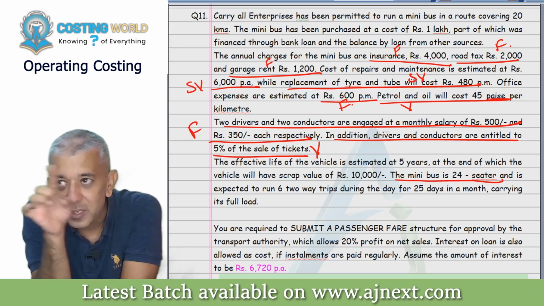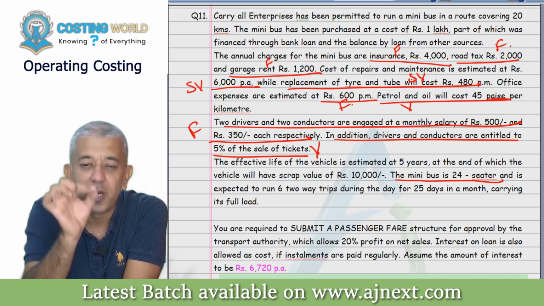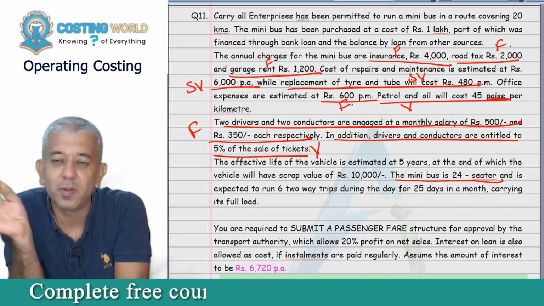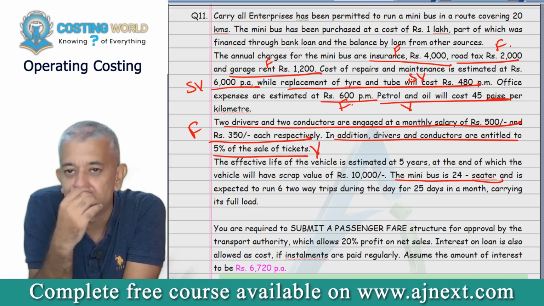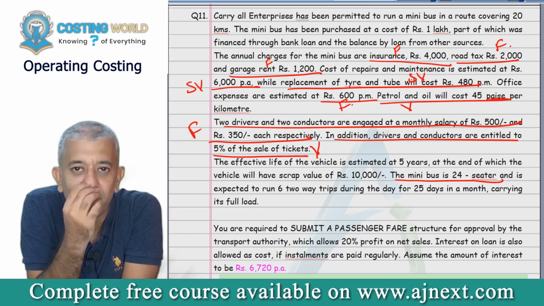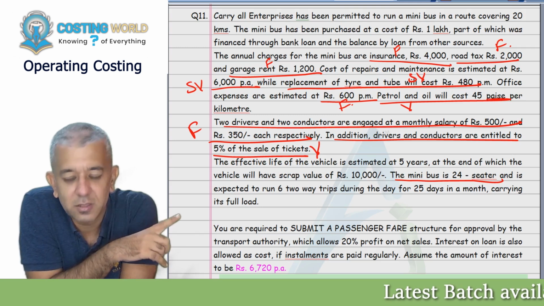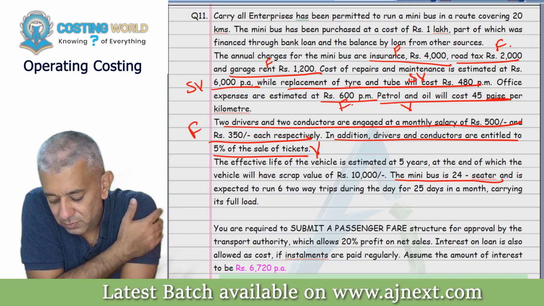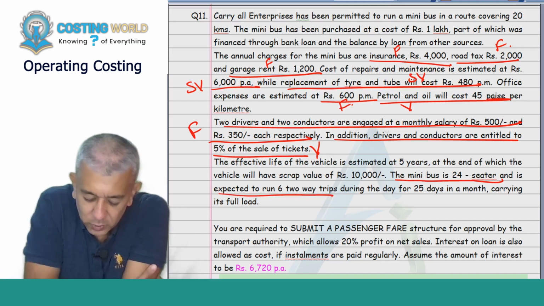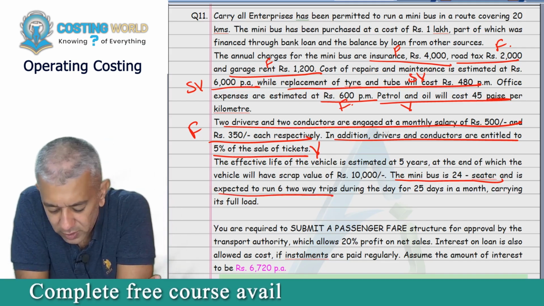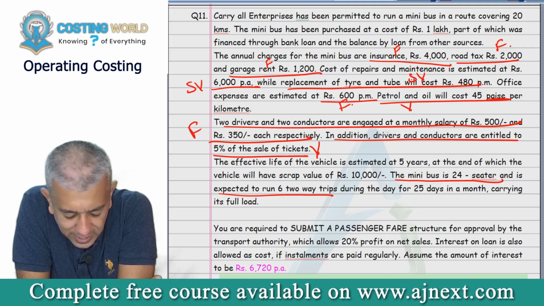They will make a minibus diagram. They will give 24 seats, and on one seat there will be the driver sitting, the other seat there will be the conductor sitting. You can count the other seats. Okay. Otherwise, by default, all these 24 seats are passenger. Okay. And it is expected to run 6 two-way trips during the day for 25 days in a month, carrying its full load.